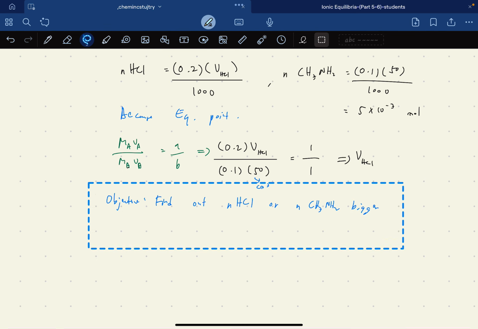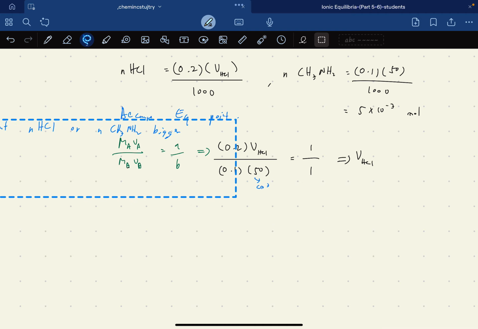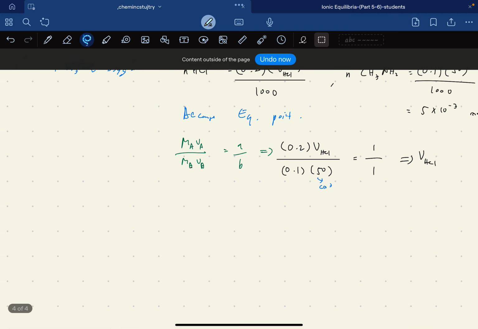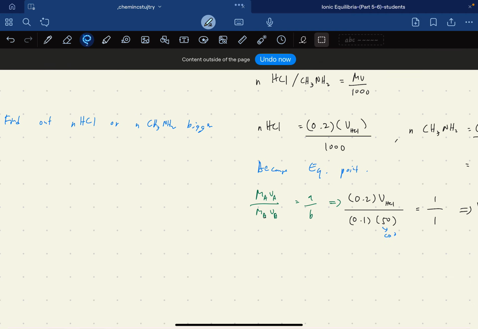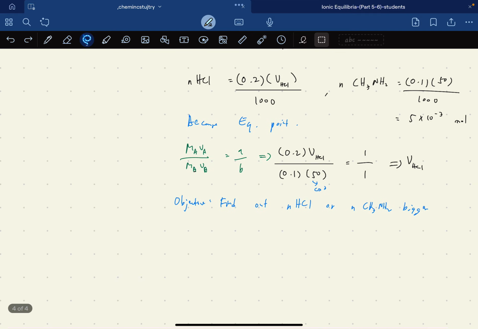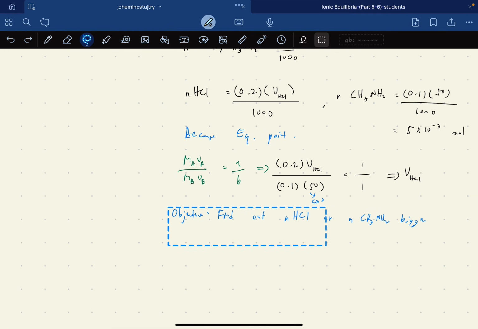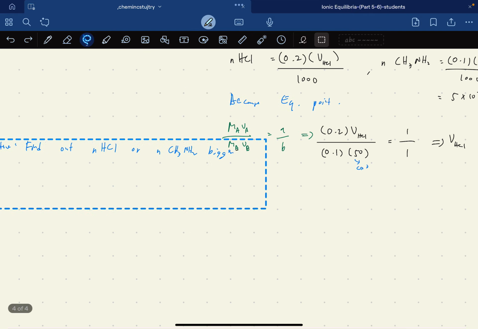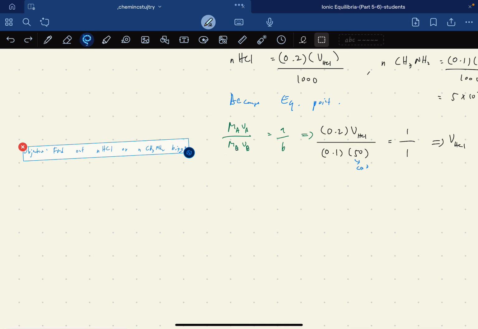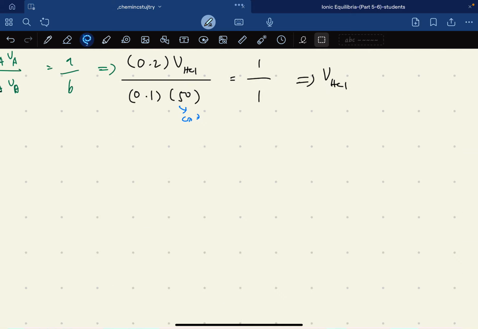Okay, the objective I move to the side because I think we know our objective already. Oh, outside the page. Oh, wait. This smaller. Okay. So let's continue.